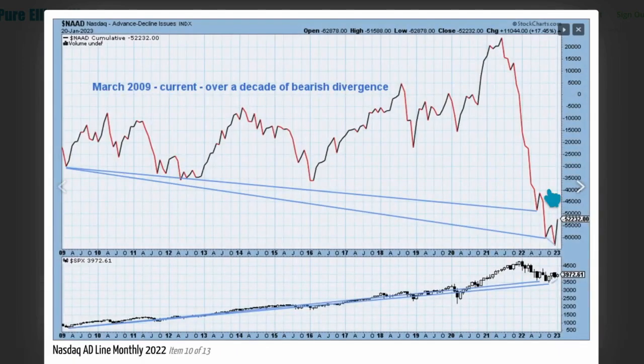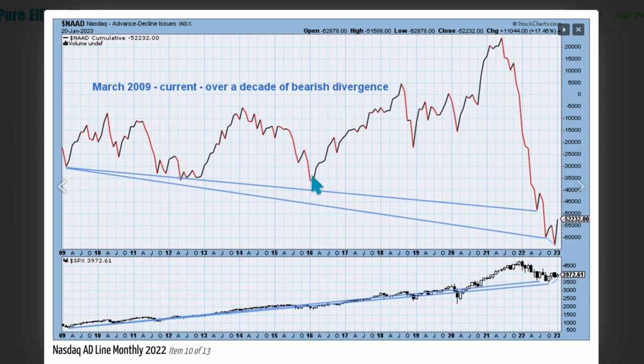Between price and the NASDAQ AD line, here is the March 2009 lows for price and NASDAQ AD line. This is the end of the global financial crisis and the start of more than a decade-long strong bullish run. NASDAQ is making new lows below March 2009. The S&P 500 has not.